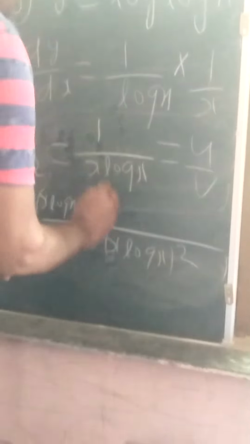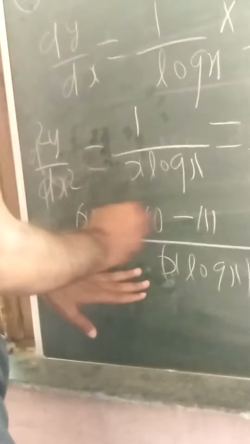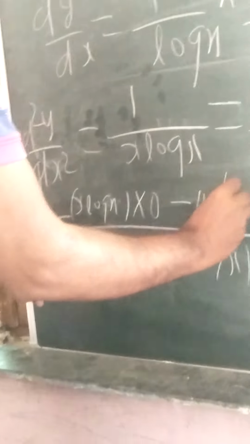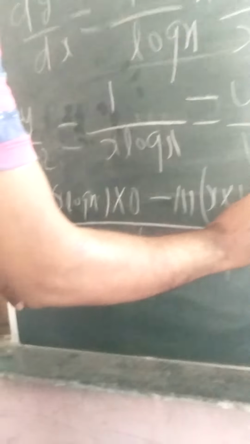Here is x log x. Derivative of 1 is 0, differentiation of 0, then minus, meaning 1 into differentiation of this function. So x into 1 upon x plus log x into 1. This is the second derivative. First of all, we have to explain y equal to log log x. First derivative by chain rule, 1 by log x into 1 upon x. We also get u upon v, so 1 upon x log x.